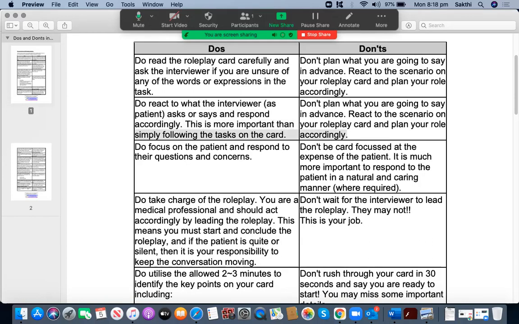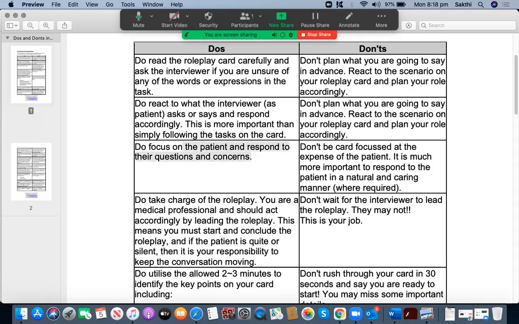All right. What you should not do: you should not plan what you're going to say in advance. You have to react to the scenario on your role play card and plan your role accordingly. So, this is what you have to be mindful about.